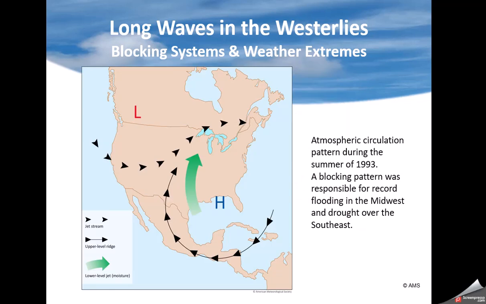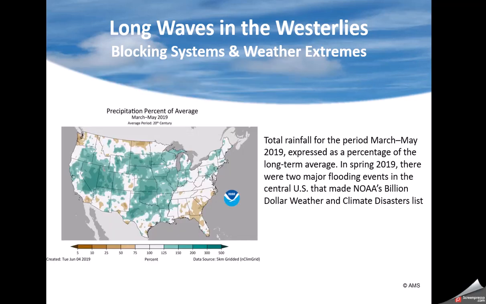And here you can see an example of a blocking pattern that occurred and just kept sitting there. The Midwest got clobbered with rain in 1993 and gave some record floods on the Mississippi River. And you can see how much rain fell there.